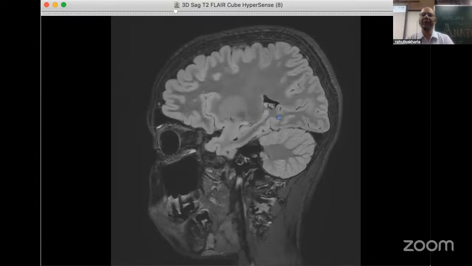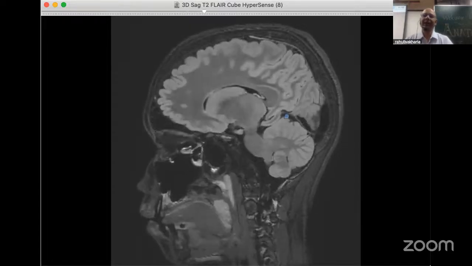It is dividing into two. The superior one will continue as the isthmus and continue into the cingulate gyrus. The inferior one will continue into the occipital region. That will be the lingual lobule, right? So this is the parahippocampal gyrus.